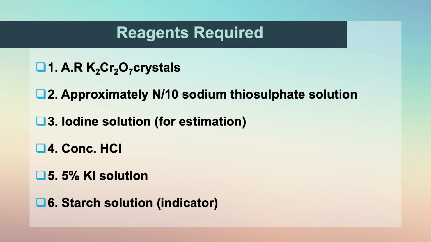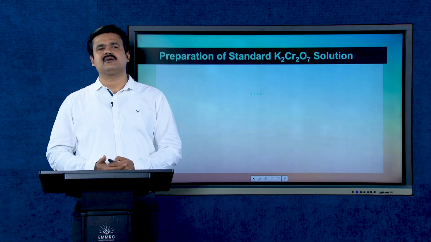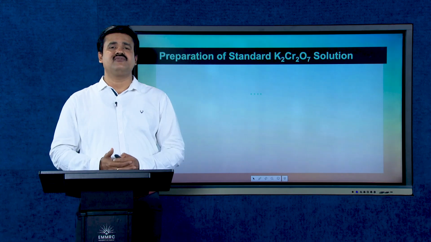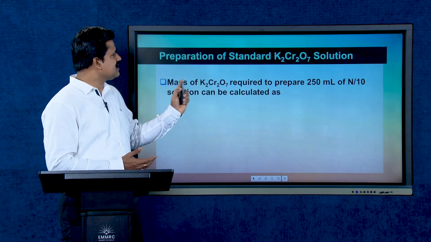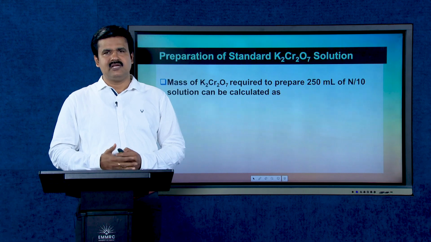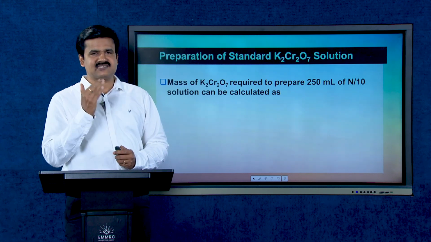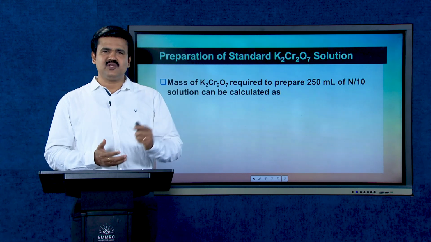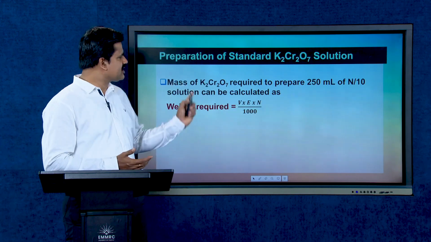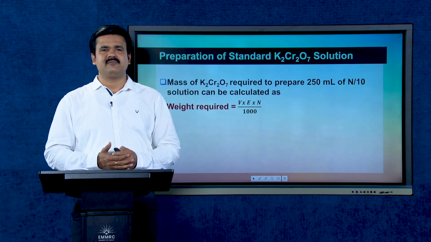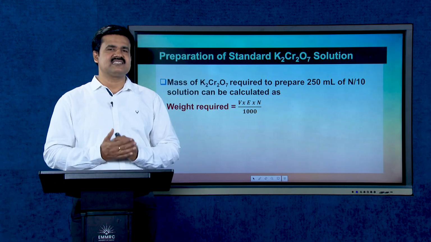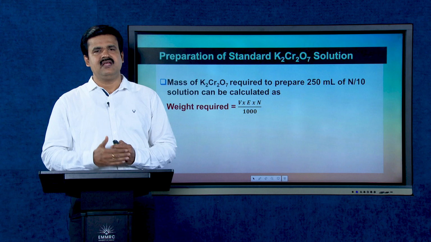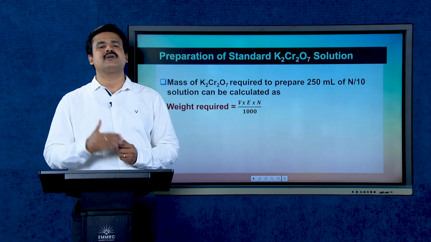Now, we can enter into the procedure of the experiment. The first part of the experiment is preparation of a standard potassium dichromate solution. The mass of potassium dichromate required to prepare 250 ml of N by 10 solution can be calculated by using the popular equation: weight required equals VEN divided by 1000. In this expression, V represents the required volume, E represents the equivalent mass of the primary standard, N represents the normality of the required solution.